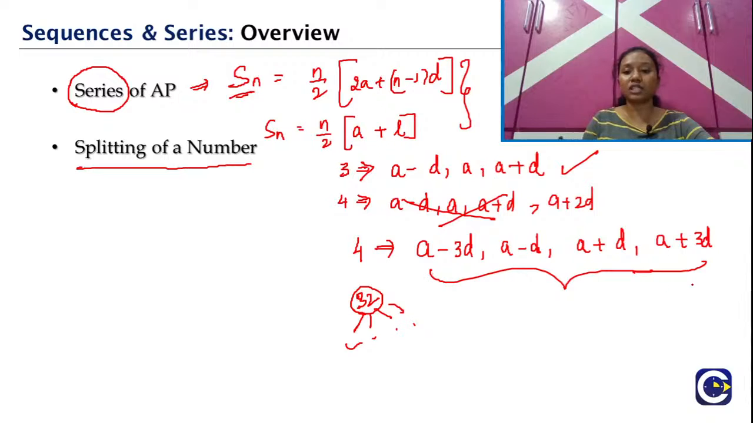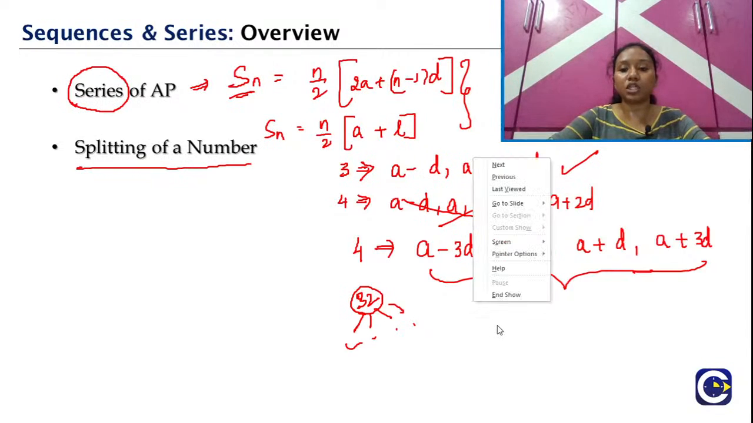Right. So if we do this sum of these given terms, then plus 3d and minus 3d will be eliminated, as well as minus d and plus d will also be eliminated, and that means we are actually eliminating one of the unknowns here, and we'll be directly getting the a value here. So that's the only trick while taking the terms when we have the splitting of a number here.